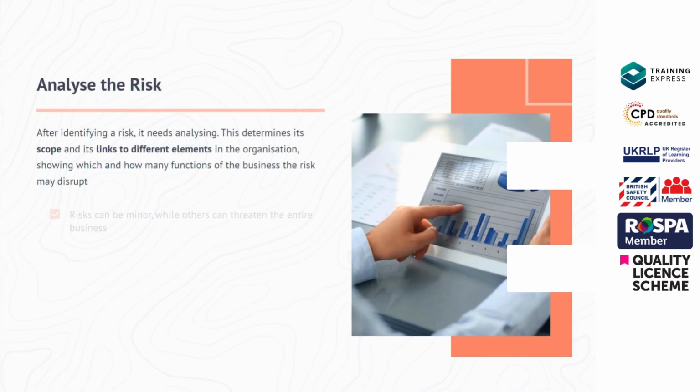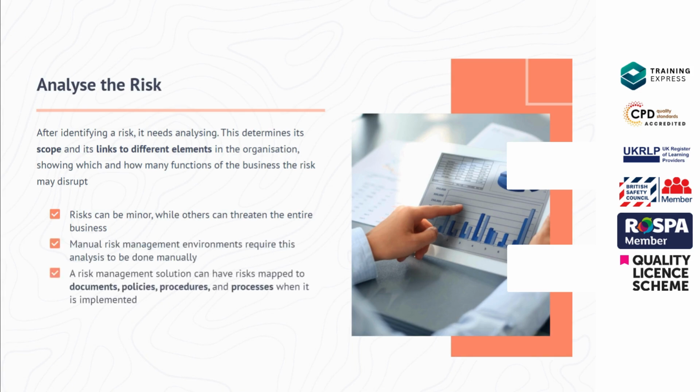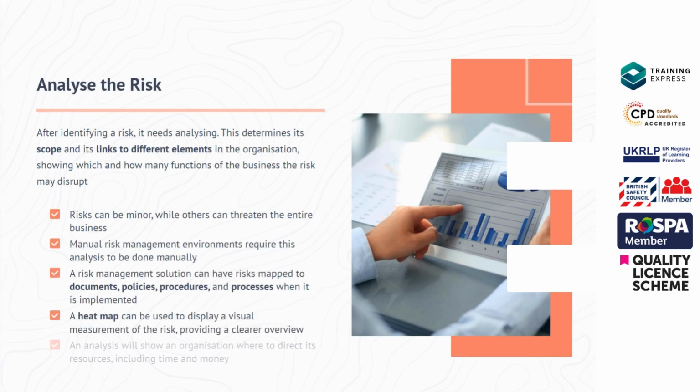Analyze the risk. After identifying a risk, it needs analyzing. This determines its scope and its links to different elements in the organization, showing which and how many functions of the business the risk may disrupt. Risks can be minor, while others can threaten the entire business.